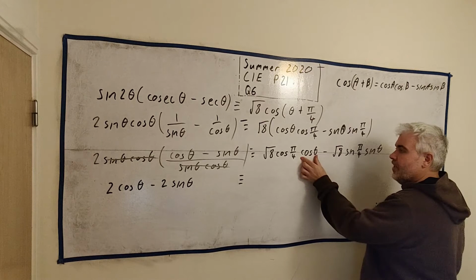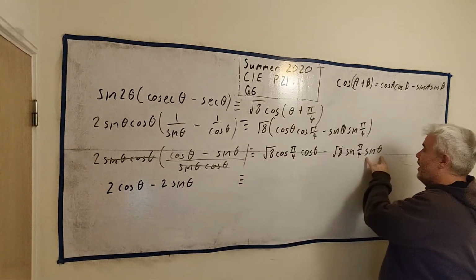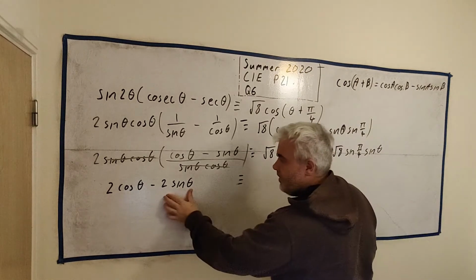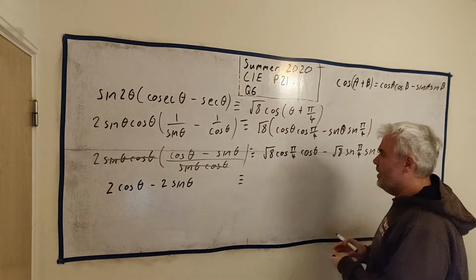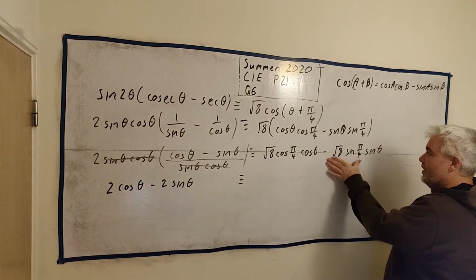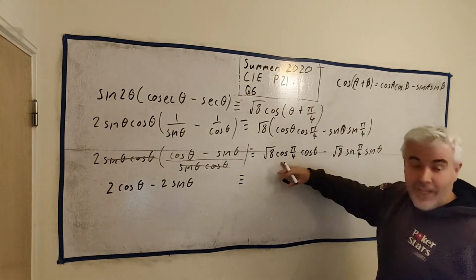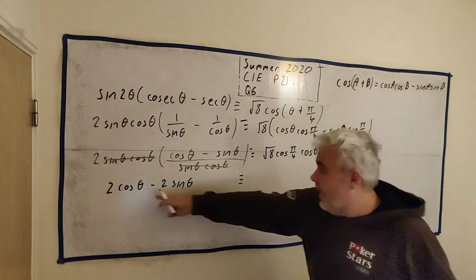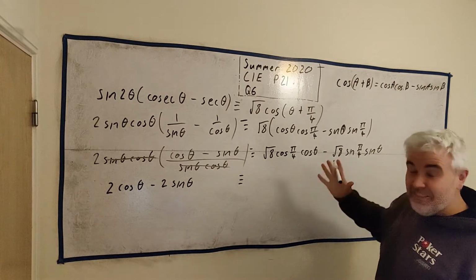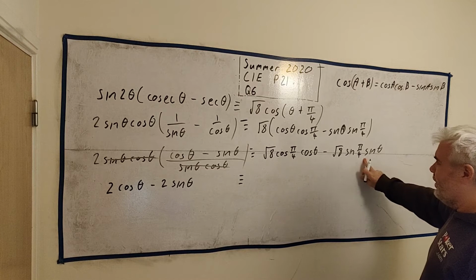We have cosine theta and a number, cosine theta and a number, sine theta and a number, sine theta and a number. So really all I need to do is show that this number is equal to 2 and show that this number here is equal to minus 2. And you can just do that by putting that in a calculator and writing out 2 cosine theta. The examiner will give you full marks for that, but I'd like to do a little bit more than that.